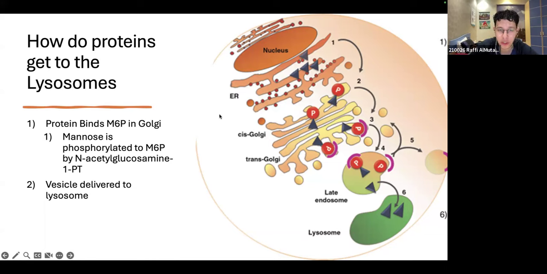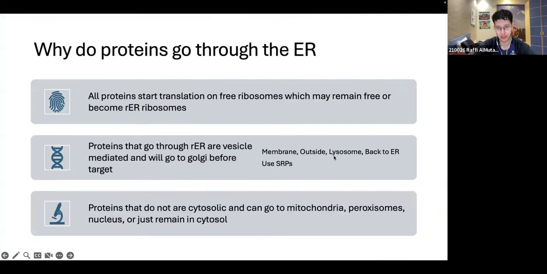Okay, how do we know that the protein came from the endoplasmic reticulum? Someone asked this, and that's a good question. This right here. If it's going to the membrane, or it's leaving the cell, or it's going to the lysosome, or it's going to the rough endoplasmic reticulum, this means it came from the rough endoplasmic reticulum. If it's staying in the cytoplasm, or going to the mitochondria, the peroxisomes, or the nucleus, that means it's coming from a cytoplasmic ribosome. So this is just something you need to memorize.